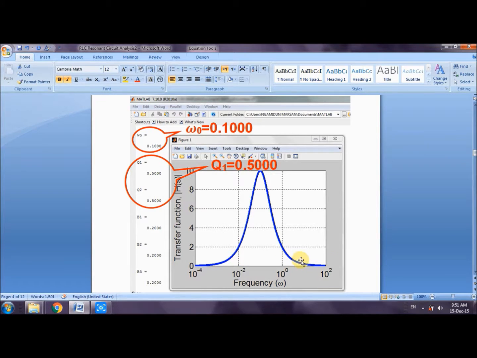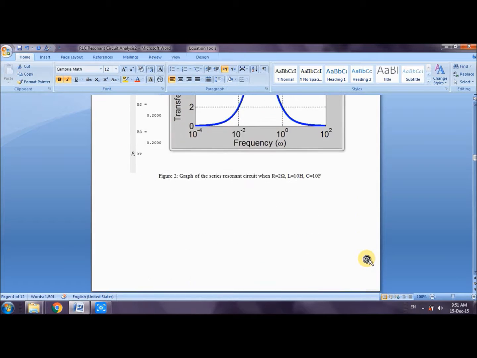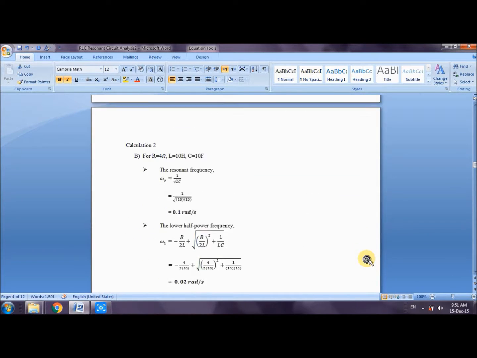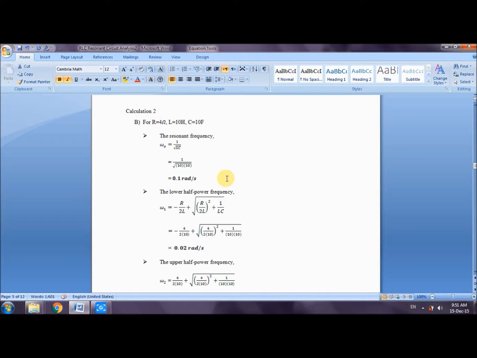Now we will move to our second calculation, where we only change the value of R from 2 ohm to 4 ohm, and the values of L and C are maintained at 10 Henry and 10 farad respectively.